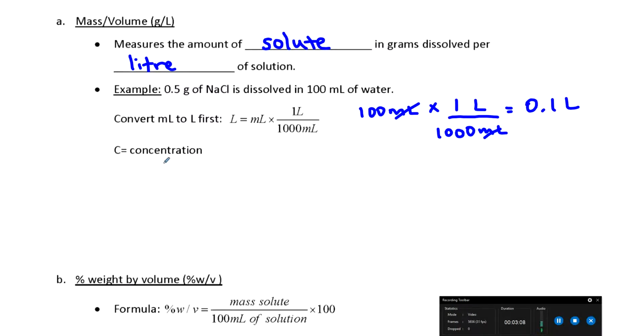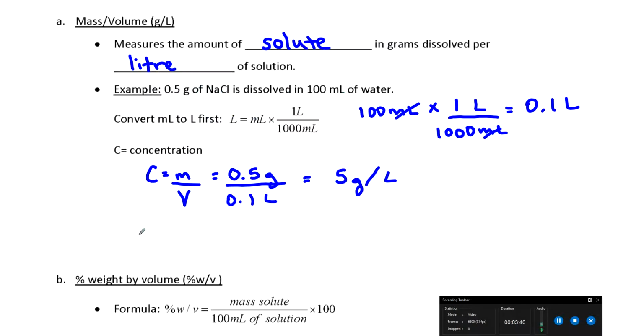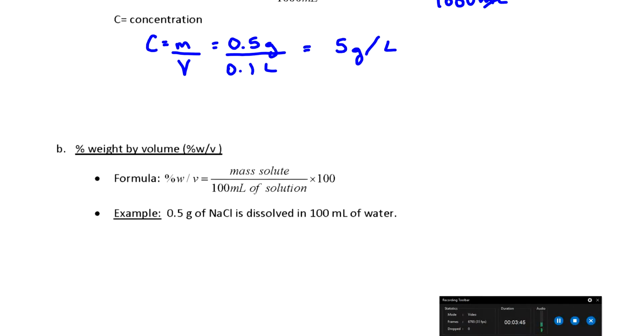And then to do the concentration, instead of C equals n over V, we would do m over V, m for mass. So it's just whatever the mass is in grams divided by the volume in liters. Okay, and that tells us that there's 5 grams per liter of solution. So 5 grams for every liter is what your concentration would be of this particular solution. Okay, so that one's pretty easy to understand. Just another way of looking at it.